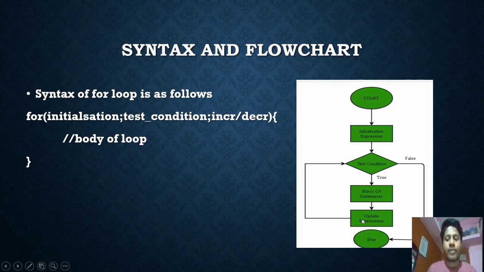That is the update statement, then again the test condition will be checked. If again it is true, again the block of statements will be executed, then the update expression, then again the test condition will be checked. Once the test condition becomes false, it will come out of the loop. Then we will see one example on the for loop.